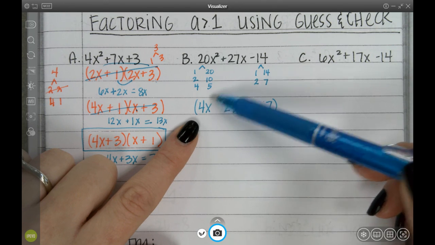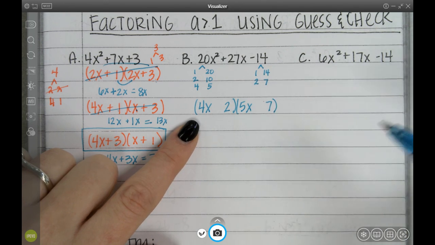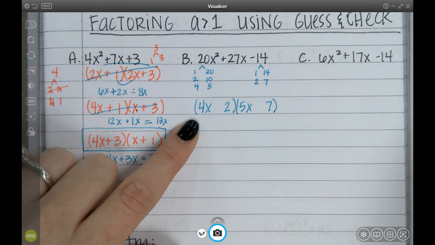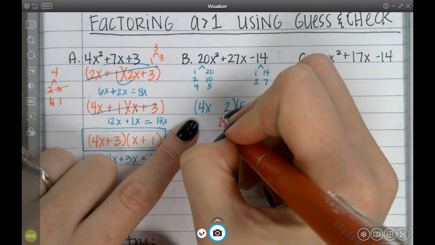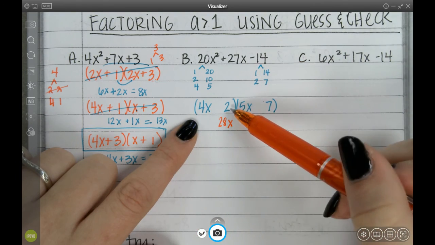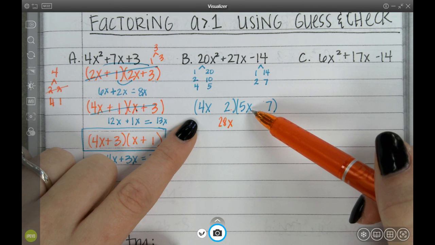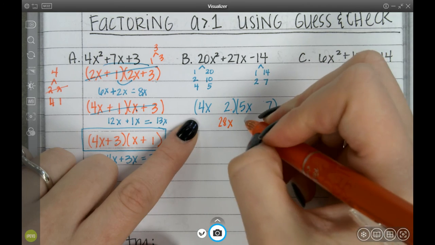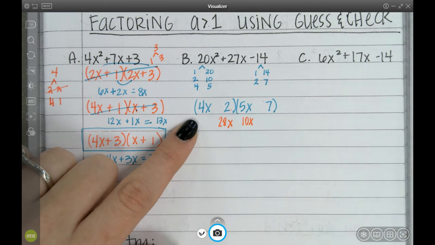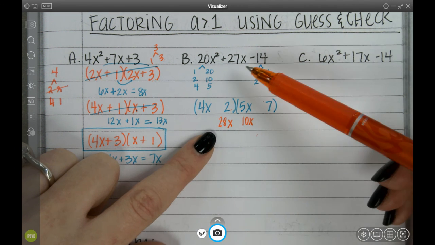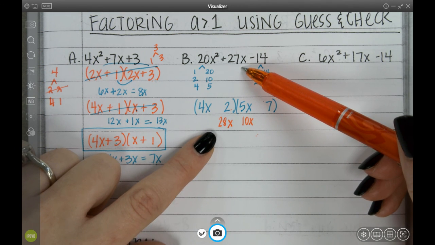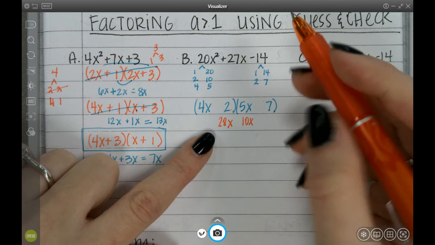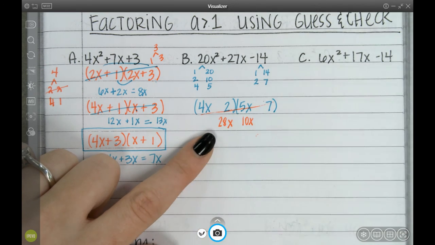So if I have 4 times 7, what is that? 28. And 2 and 5, that's going to be 10, right? There's no way to subtract those numbers to get a positive 27, right? So I already know that that is not going to be my right answer.